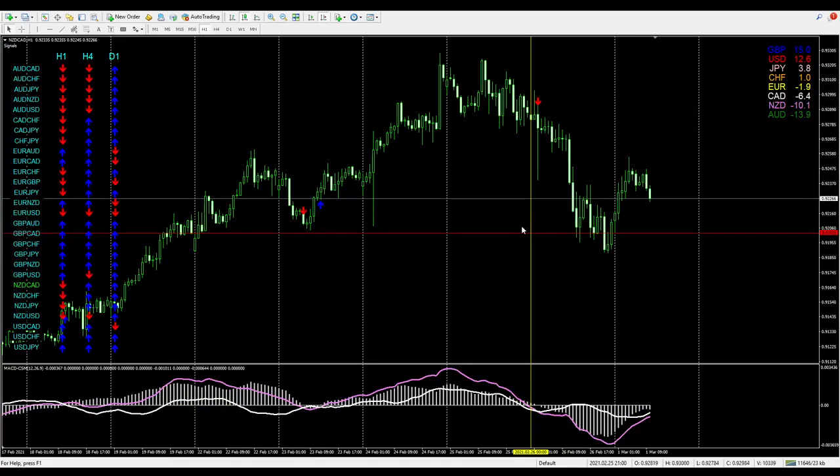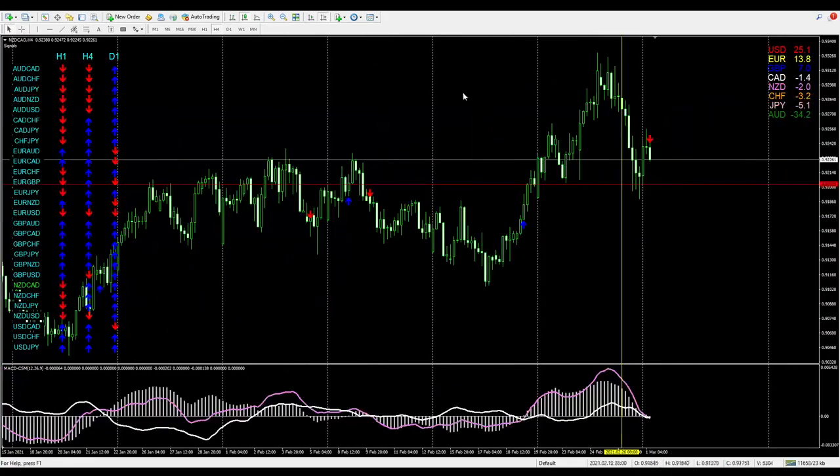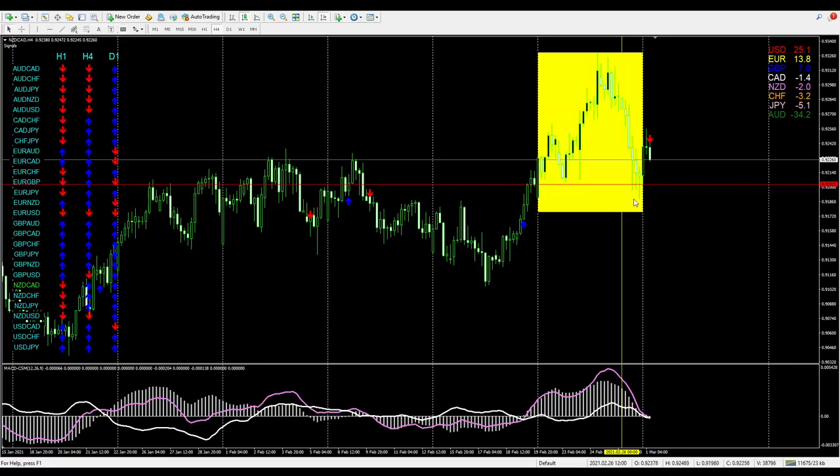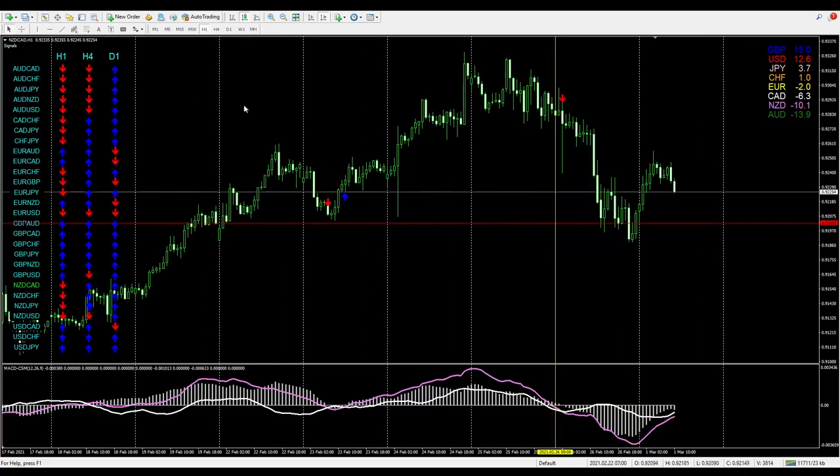So the next one is USD CAD, D1 time frame. D1 is a buy signal on USD CAD. On H4, it was buy a few days ago. So let's put it here. It only became sell this week for NZD CAD, because the next H4 time frame might be sell already. So let's check for H1.